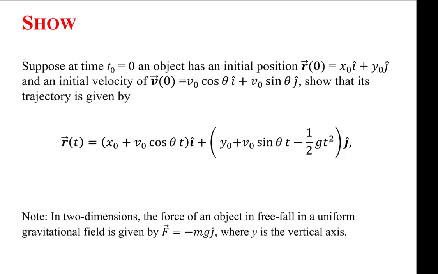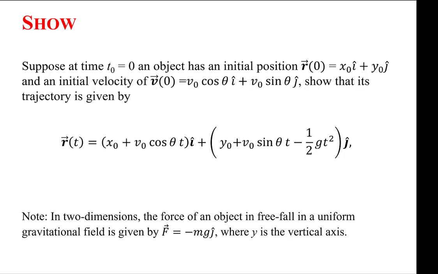Show that its trajectory is given by r vector as a function of time is equal to x naught plus v naught cosine theta times t for the x component, and for the y component, y naught plus v naught sine theta t minus 1/2 gt squared.